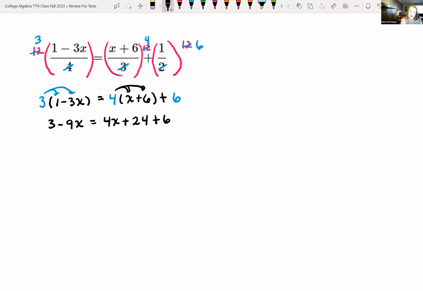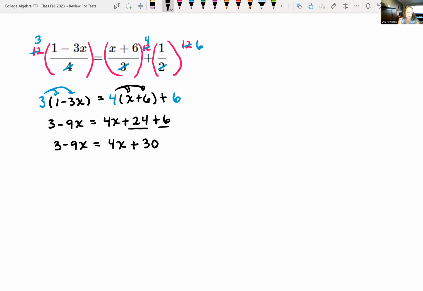3 minus 9x, there are no like terms on the left-hand side, so we're going to keep it the same, bringing it down, equals. On the right-hand side, we have 2 like terms, 24 and 6. So this is equal to 4x plus 24 plus 6 is 30.